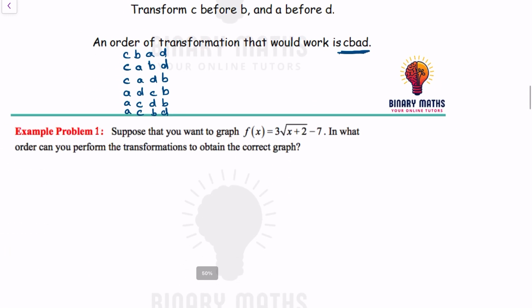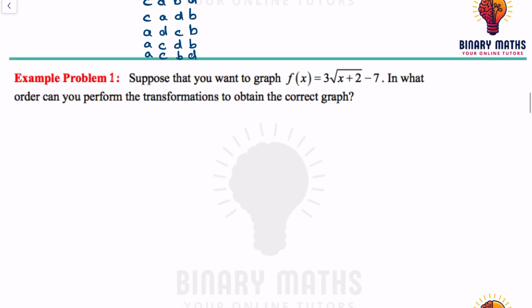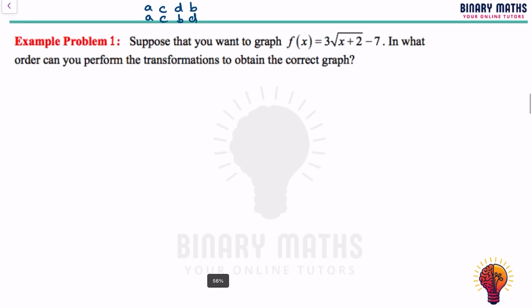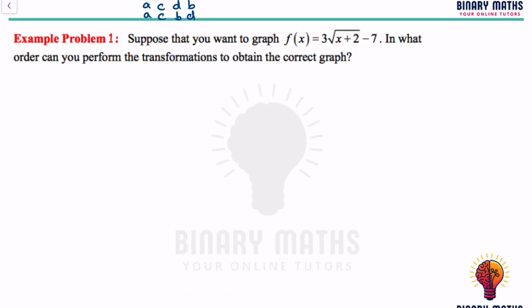Okay, let's look at some problems. Example problem 1. Suppose that you want to graph f of x is equal to 3 times root of (x plus 2), minus 7. In what order can you perform the transformations to obtain the correct graph? I'm going to highlight to see what the initial function is. If I cross out the constants, you're just left with root x. So the initial function that you start off with, which is a standard one you should know, is f of x equals root x, and that's being transformed to get that one.